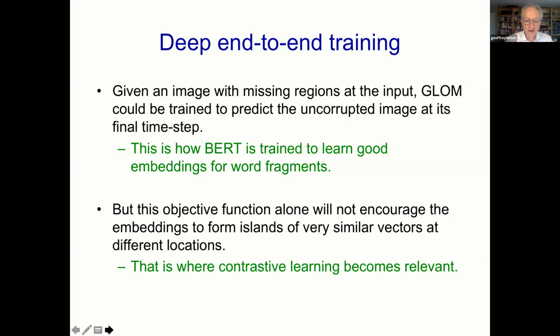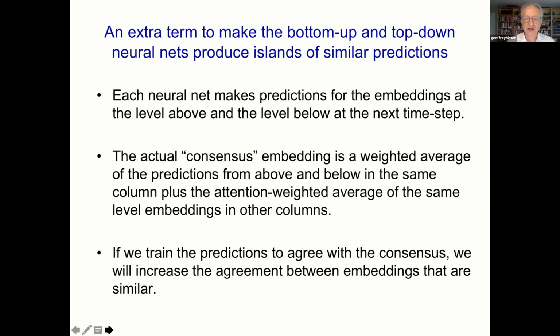That's not sufficient to encourage the embeddings to form nice islands. And so we add one more objective function, which is where contrastive learning becomes relevant. And the objective function is trying to encourage islands. And so you've got a bottom-up neural net, and you've got a top-down neural net, and you've got averaging with other locations. And all of those contribute to the next embedding at a particular level in a particular location. And I'll call that the consensus embedding.